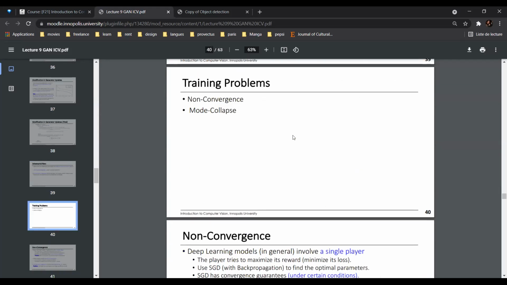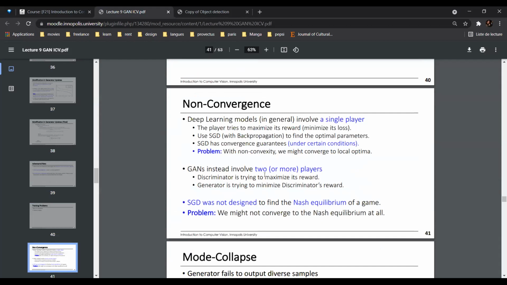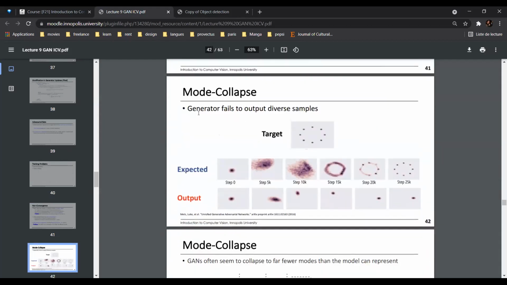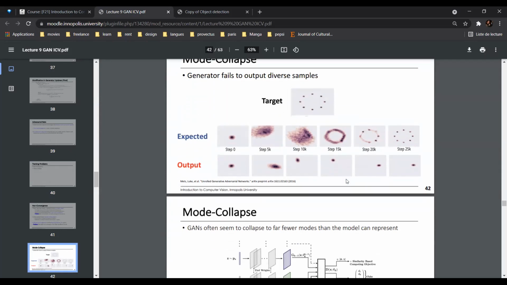And of course, there are two major problems with training GANs, which are non-convergence and mode collapse. For mode collapse specifically, the generator is trying to generate the same image again and again, which is technically a correct thing to do. So generating one image from the training data would lead to a perfect score on the loss function.